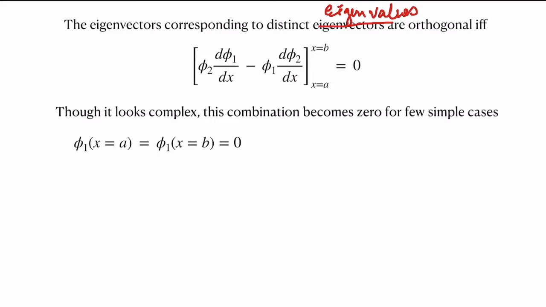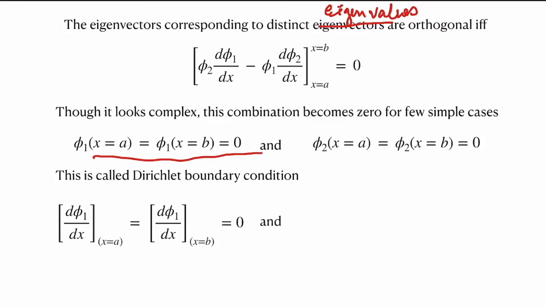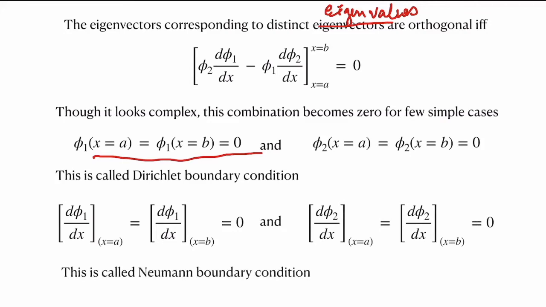The simple cases for which these combinations become 0 on the boundaries can be divided into two parts. One is where the functions phi 1 and phi 2 become 0 on the boundary, and that is called the Dirichlet boundary condition. The other condition is that the derivatives, phi 1 prime and phi 2 prime, on both sides, x is equal to a and x is equal to b, both vanish. The derivative vanishes on the boundary, and this condition is called the Neumann boundary condition. If the eigenfunction satisfies the Neumann boundary condition or Dirichlet boundary condition, then the eigenvectors corresponding to distinct eigenvalues become orthonormal.